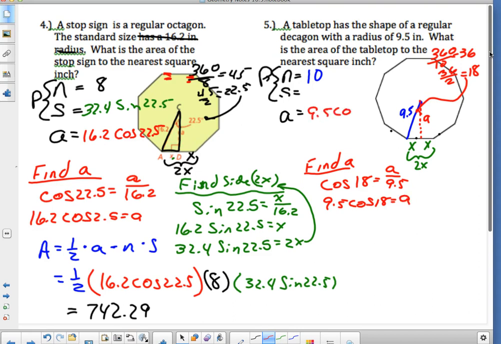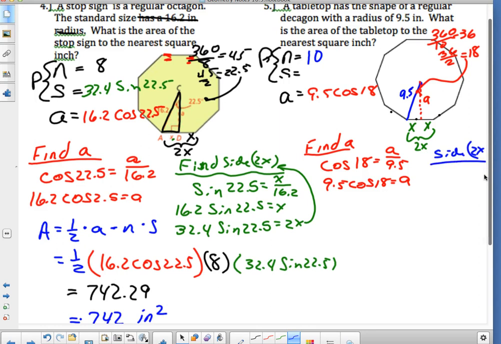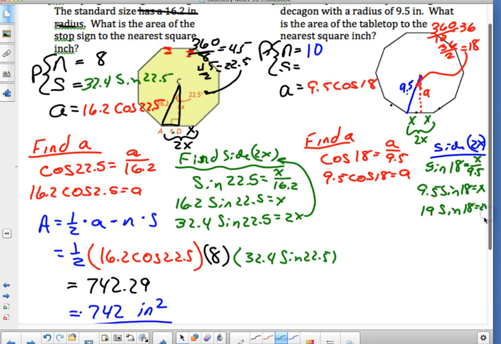9.5 cosine of 18. Now my side length, which is 2x, remember. Well, my side, which is x, dang it, it's got to be green. Here is x. Well, that's sine of 18 is equal to x over 9.5. So I got 9.5 sine of 18 equals x. I got to double it. 19 sine of 18 is equal to 2x. Okay, so I got my 2x there.